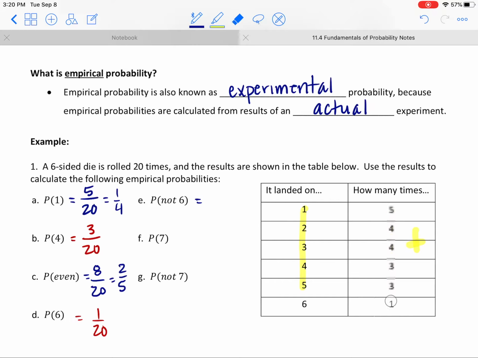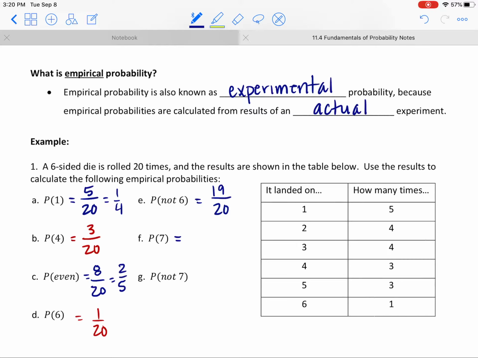The probability of something happening added to the probability of it not happening has to make up the total of what happens. It has to make 100%. Hopefully that makes a little sense, and we're going to see more of that. So if 1 out of 20 times we get a 6, that means the other 19 out of 20 we don't. Alright, what about the probability of rolling a 7?